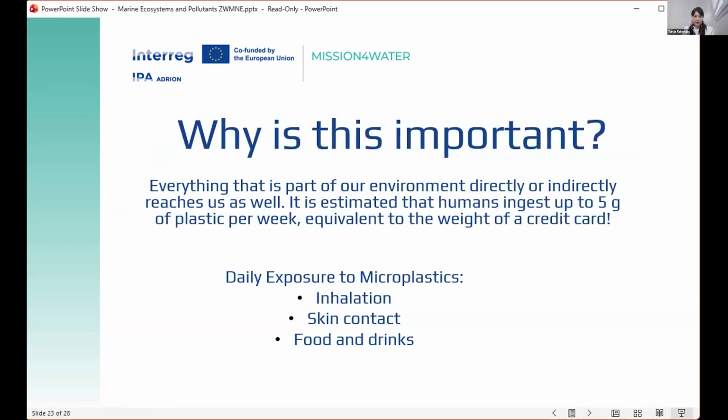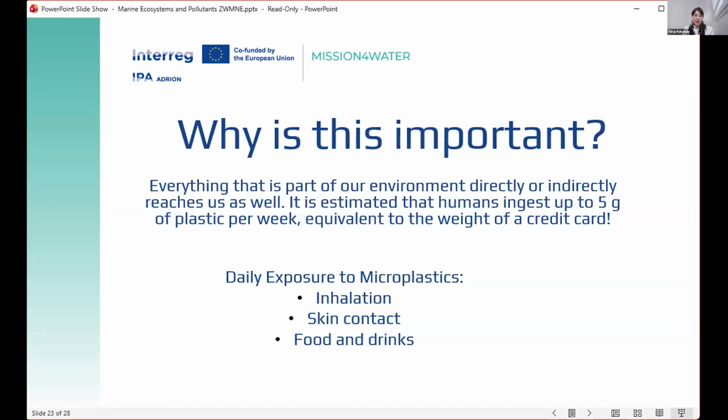Why is all of this important? Everything that is part of our environment directly or indirectly affects us. It's estimated that humans ingest up to 5 grams of plastic per week. It's like one credit card, through drinking water, food, even inhalation. Microplastics contaminate the entire food chain, including fish and other seafood intended for human consumption.